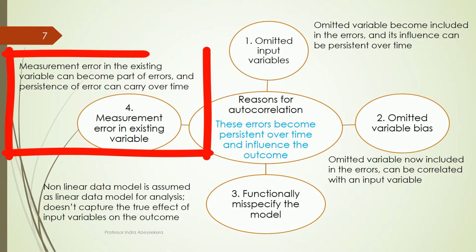Fourth is that we may measure the existing variables erroneously. And when we measure existing variables erroneously, they generate errors, and those errors can be included in the error portion in the model. And all these errors can be persistent over time, and can have an influence not only in the period that we are investigating, but over a longer period as well.